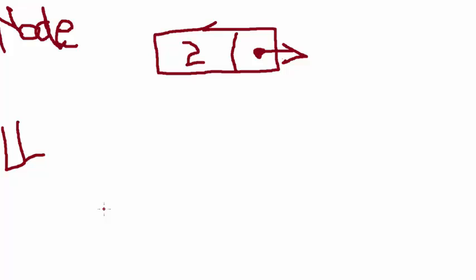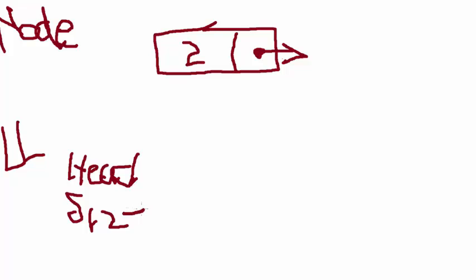What does the linked list have? The linked list really only has two things. The linked list has what's called the head. Oh, I am not going to be able to draw this very well. It has the head, and basically it has the size.